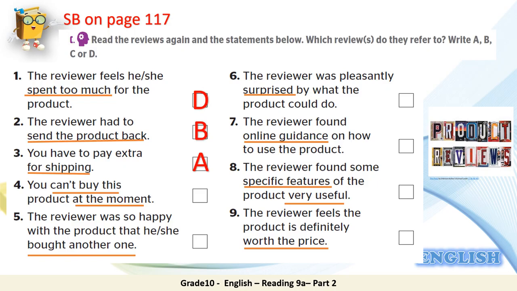Number 4 now. You can't buy this product at the moment. Very good. It was D. And which reviewer was so happy that he bought another piece of the same product? Excellent. It was the backpack buyer. And the one who was surprised with the features or what he found in this product, excellent, it's the same buyer, the backpack buyer. And for number 7, who found online guidance on how to use the product? Online guidance, this is the keyword. Very good, it was the fitness tracker.